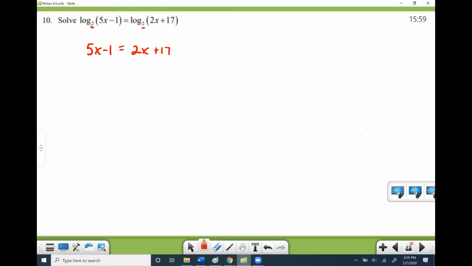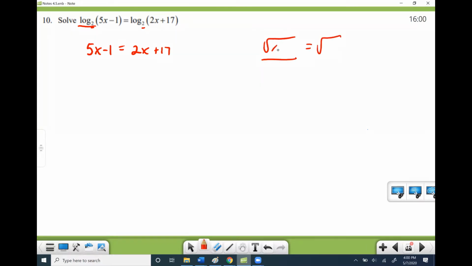Now, I don't want you to think we're like dividing by log. We're not. That doesn't even make sense. Log is a word, right? It's not like I'm multiplying by the word log. Like I'm taking the log of something. So that's like saying you can divide by a square root sign. You know what I mean?